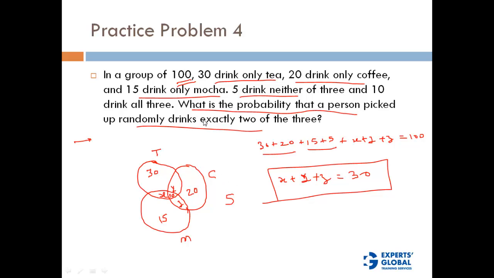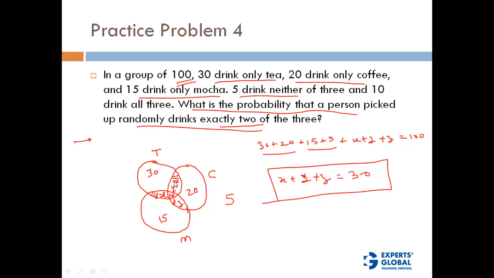Now let's address the question. What is the probability that a person picked at random drinks exactly 2 of the 3? So exactly 2 of the 3, you know which region we are talking about? We are talking about this region. We are talking about this region. We are talking about this region. We are not talking about these 10 guys because it is exactly 2 drinks. It's not at least 2.